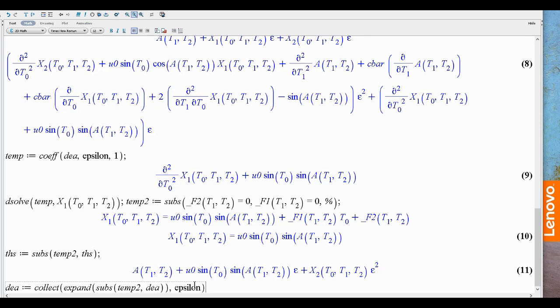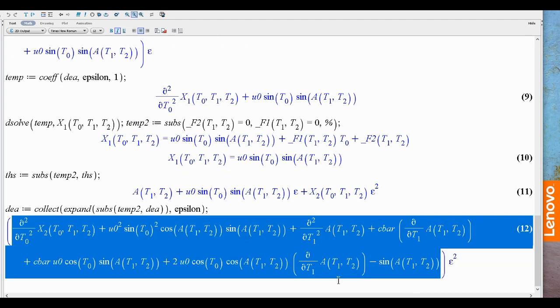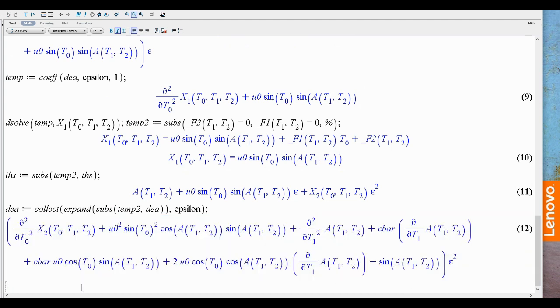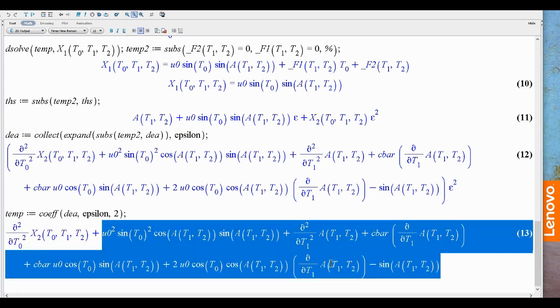And if we have not made a mistake, there will be only order epsilon squared terms. And that's what we have. It seems like we are just crunching along, but actually no, there is something nice about to happen. Okay, very good. So now we say temp equals the coefficient in DEA of epsilon to the power 2. And here we are. This is x2 double dot and the rest of it is forcing. It will go to the right hand side, have a negative sign, but that'll be forcing.